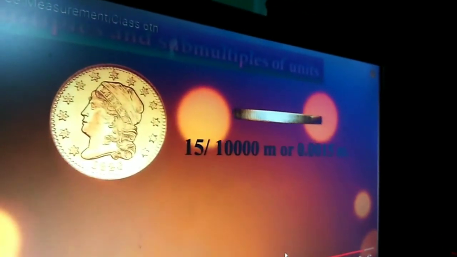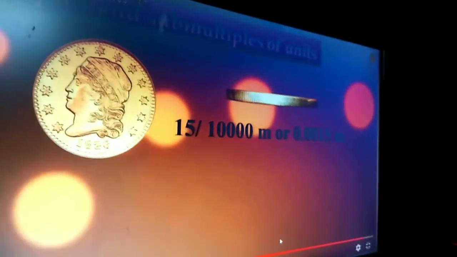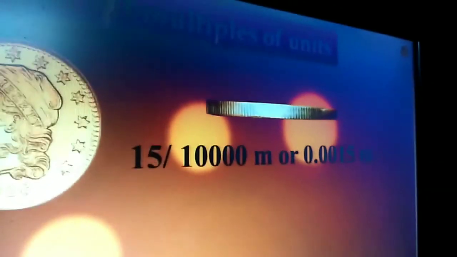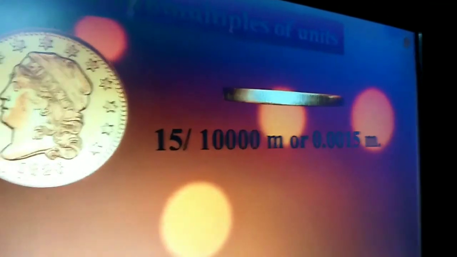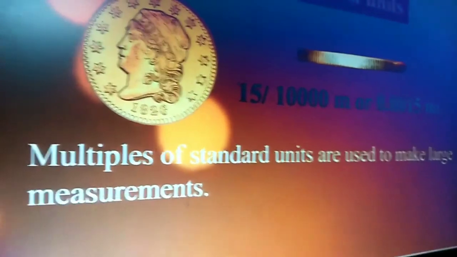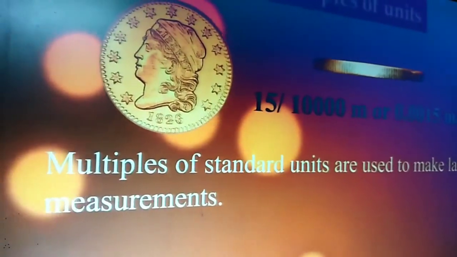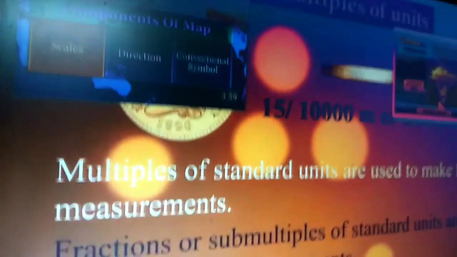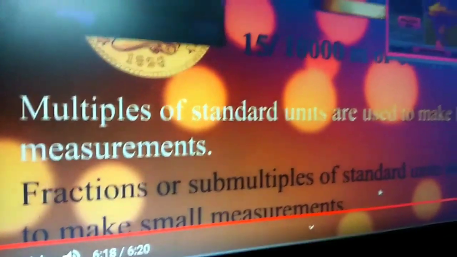Making calculations with very large or very small numbers becomes very difficult and therefore impractical. So, for convenience, multiples of standard units are used to make large measurements. Fractions or submultiples of standard units are used to make small measurements.